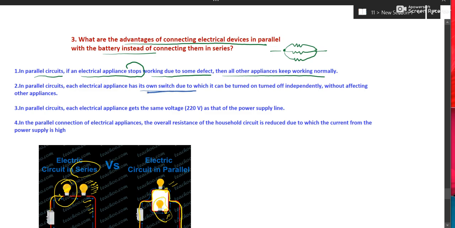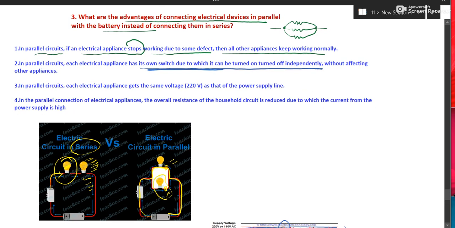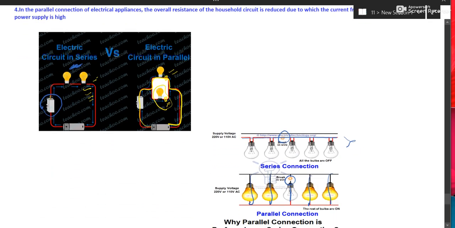All have independent switches, okay? But in series you have only one switch. Here you have to switch on and both will glow, even if you need only one. In parallel, all will have different independent switches. Voltage is the same. Okay, so you can go through it.